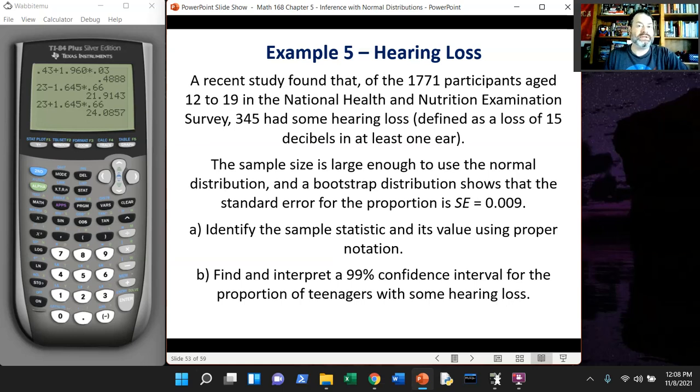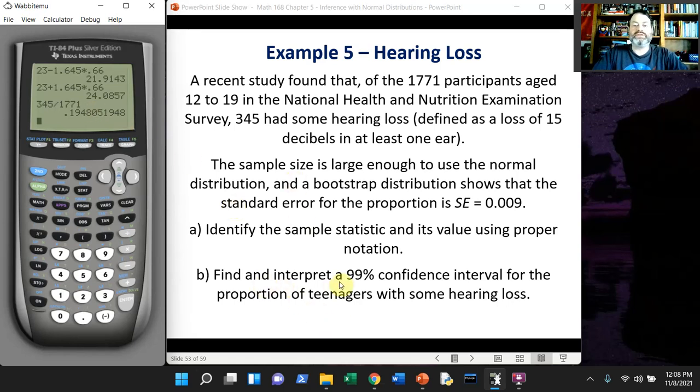So the sample statistic will be p hat. Now you just have to figure out where to find it. Well, we know the denominator of p hat is always the sample size. Well, the only other number in the study that we're given is the 345. So p hat is going to be 345 divided by 1771. Right? So that's p hat.